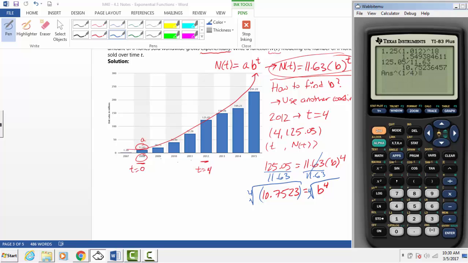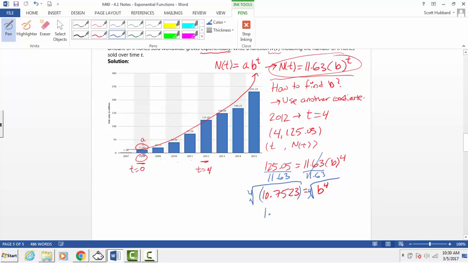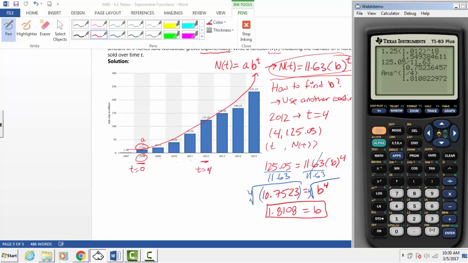And so you get 1.8108. And so you get 1.8108 is equal to b. And just to show you again on the calculator, remember the way you do a root is to the 1 over whatever the root is. So if it's a fourth root, it will be 1 over 4. That's the exponent for it. Okay, and so now we're done.